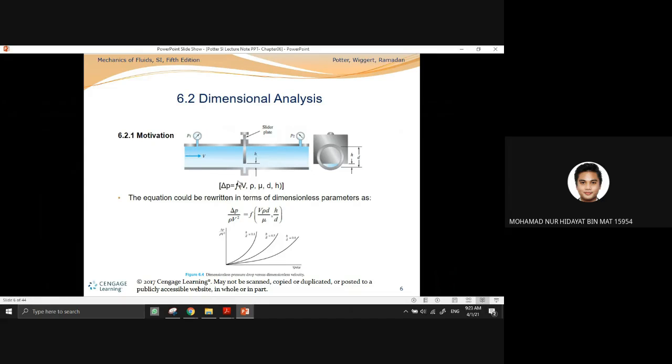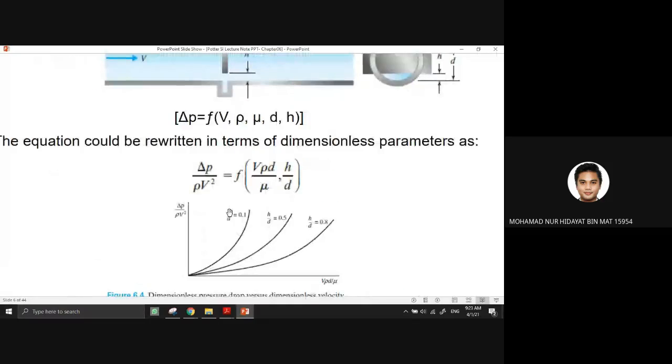For example, one person A conducting hundreds of experiments. However, using dimensional analysis, they can conduct only one experiment that can cover the whole application because they are using the ratio H over D. Alright, if you have the H, you can use the ratio of diameter, you will get the data here. Alright, if you have the velocity, just plot the variable of velocity and then you can get all the data here.